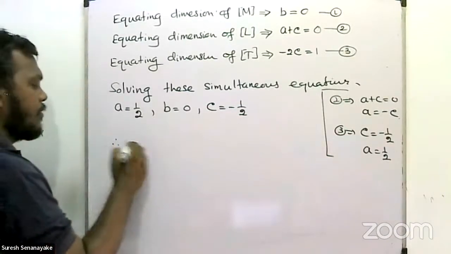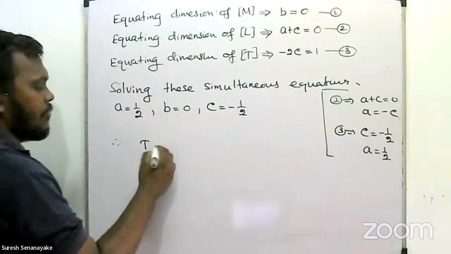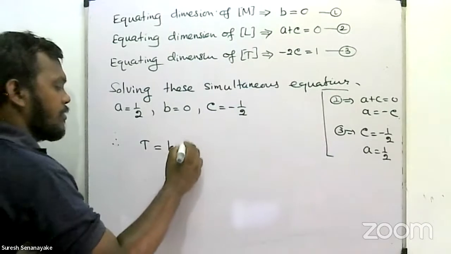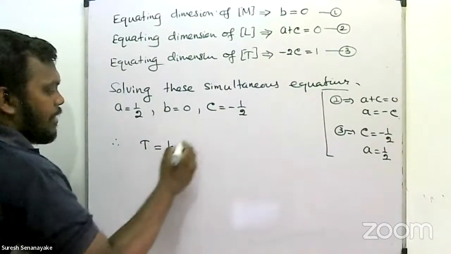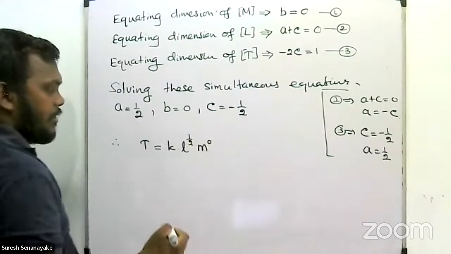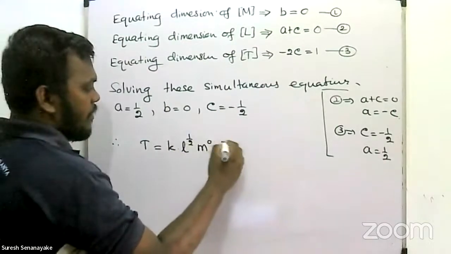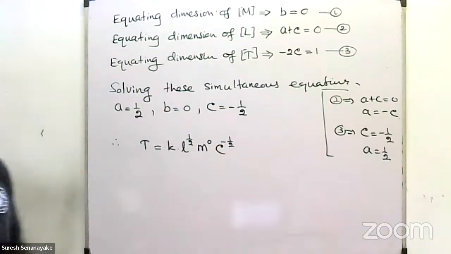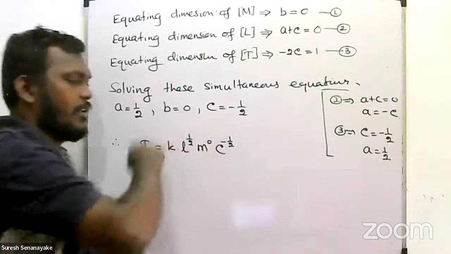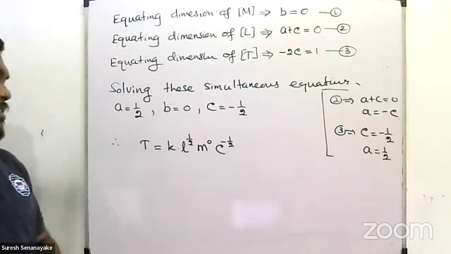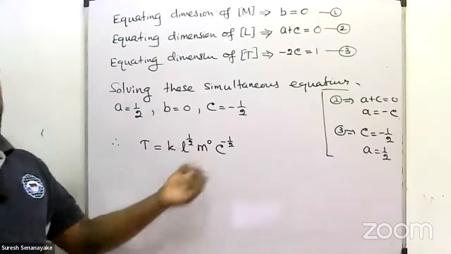So now in the equation we can substitute: t equals k times L to the power a, that's half; M to the power b, that is 0; and g to the power minus half. Zero power means it is 1, since any quantity to the power 0 is 1. So that means M is not included in this equation.